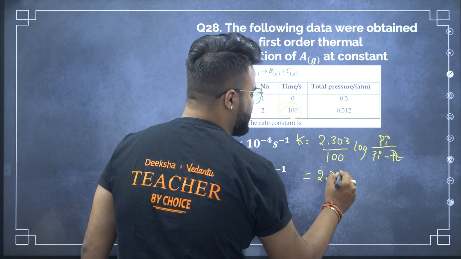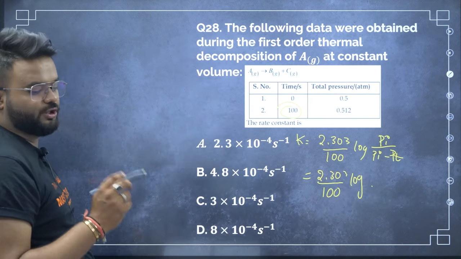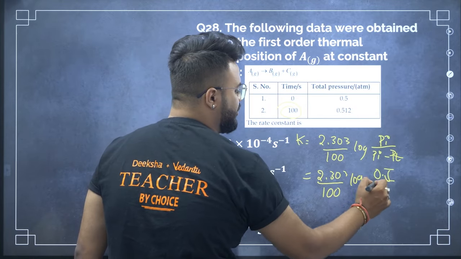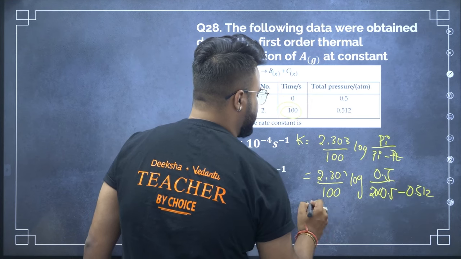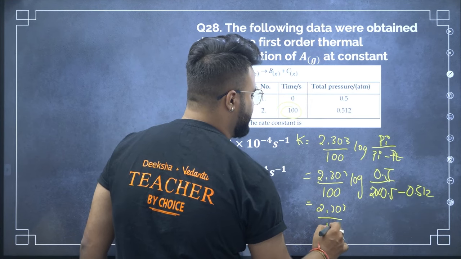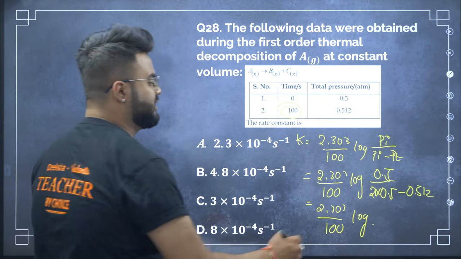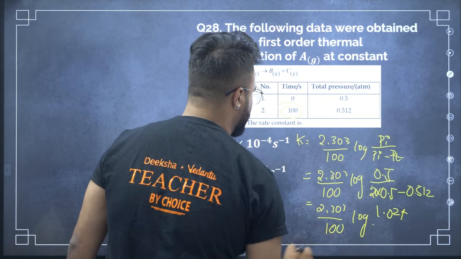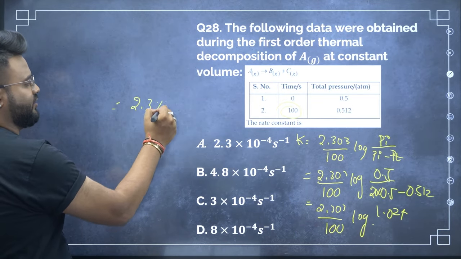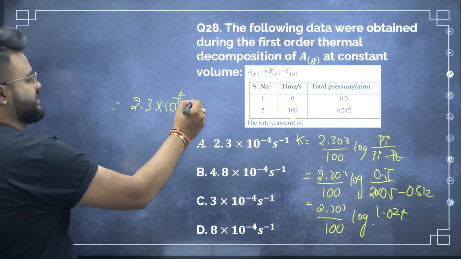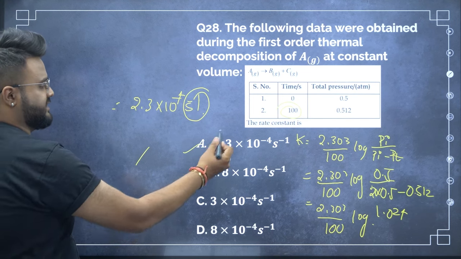Now 2.303 divided by 100 into log of P initial, what they have given, that is 0.5 into 2 times of 0.5 minus 0.512, you'll get the answer as 2.303 divided by 100 into log of 1.04. And we convert it, and you'll get the answer as 2.3 into 10 to the power of minus 4 per second. This is the unit of a first order reaction. Therefore, correct answer will be option A.